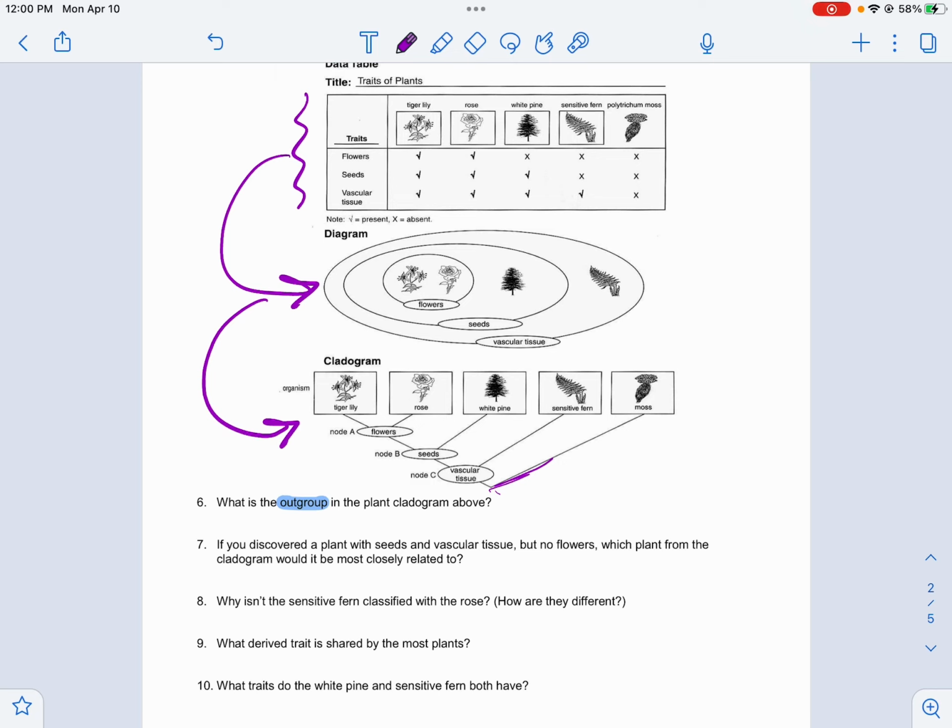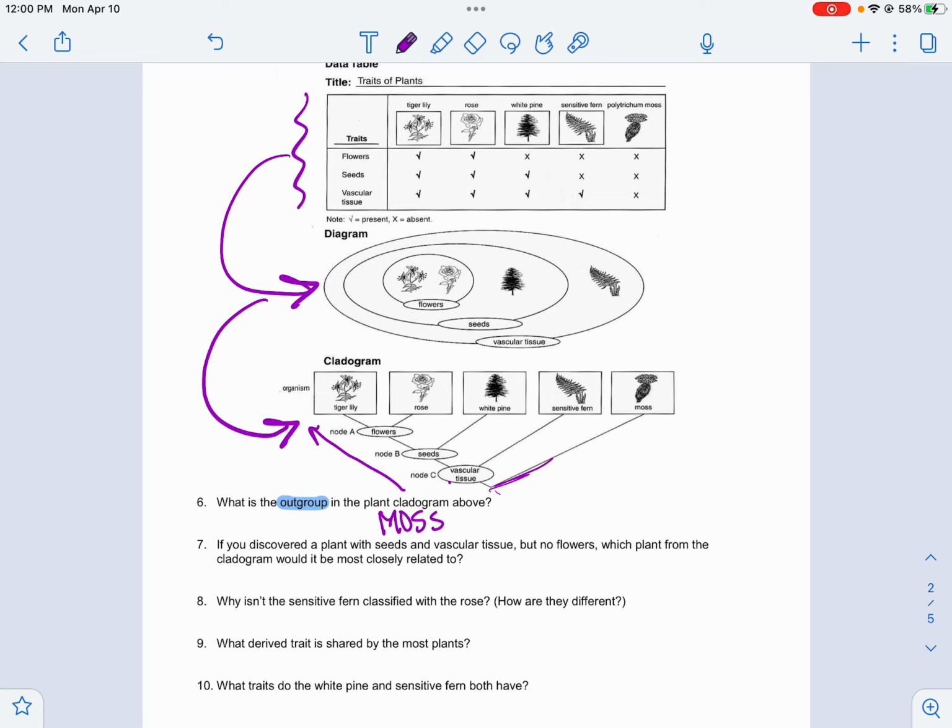Number 6, what is the outgroup in the plant cladogram above? All right, so now this one's kind of different. We're kind of reading this way, okay? So if we look at this, notice we've got a few derived traits. We've got vascular tissue, we've got seeds, and we've got flowers. But branching off before any of those traits is moss. Moss must be our outgroup. It does not have any of those traits.